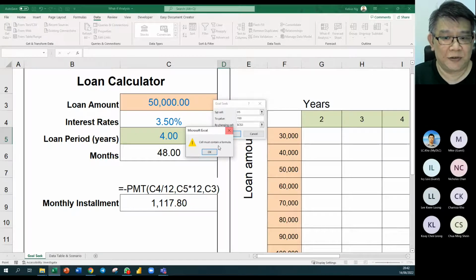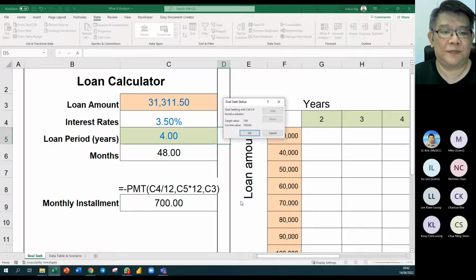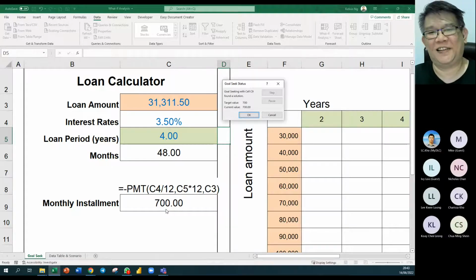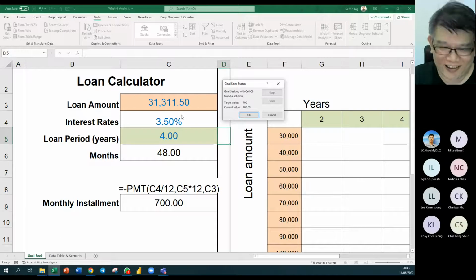Oh, sorry, what did I do? I pressed the wrong one. This one should be C9. How much can you offer? Let's see. Set cell is C9. So, wow, 31,000. You can give me the exact value down to 50 cents. I think if you were to use the calculator, you would punch for a very long time before you can get it.